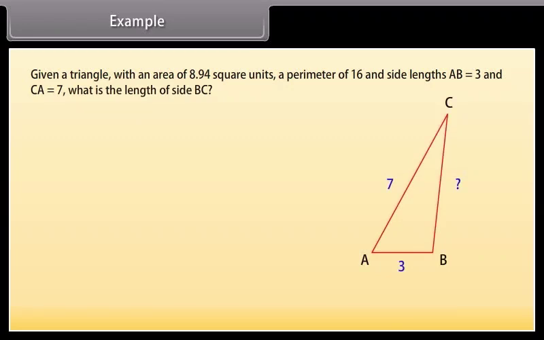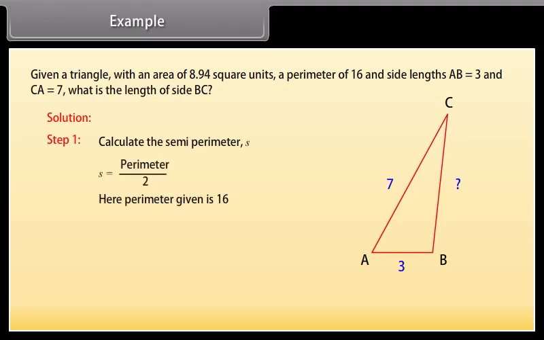Given a triangle with an area of 8.94 square units, a perimeter of 16, and side lengths AB is equal to 3 and CA is equal to 7, what is the length of side BC? Solution. Step 1. Calculate the semiperimeter S, which is equal to perimeter upon 2. Here the perimeter given is 16. Therefore, S is 16 upon 2, which is 8.